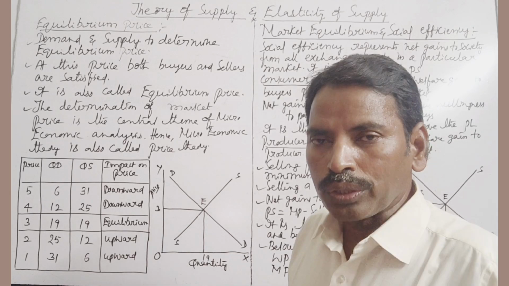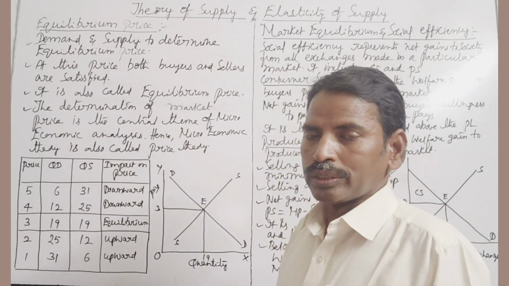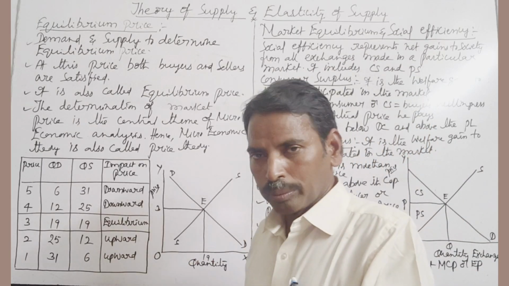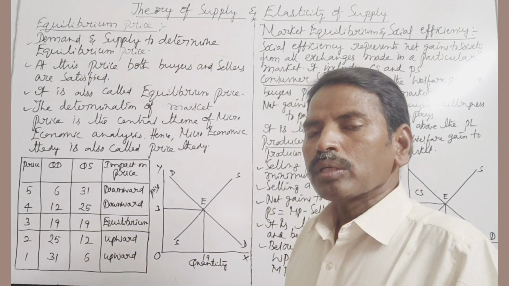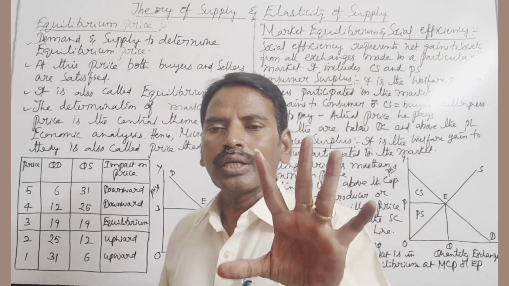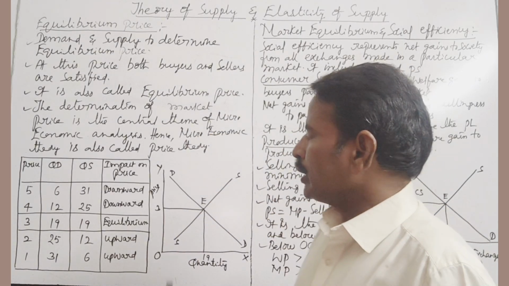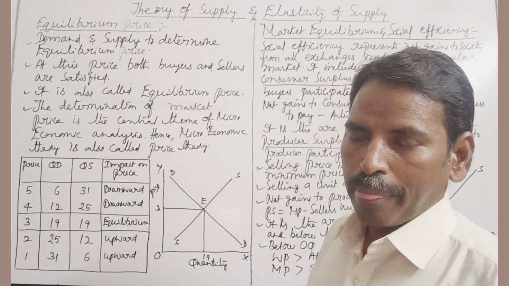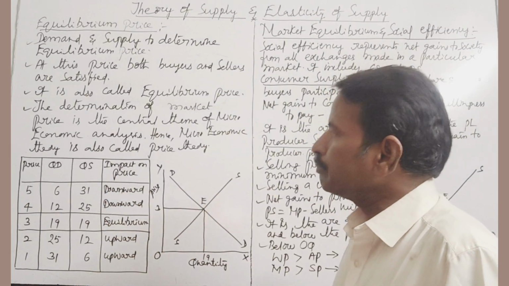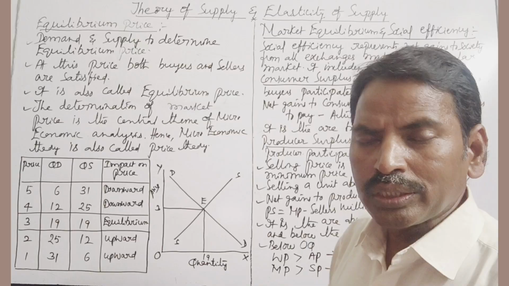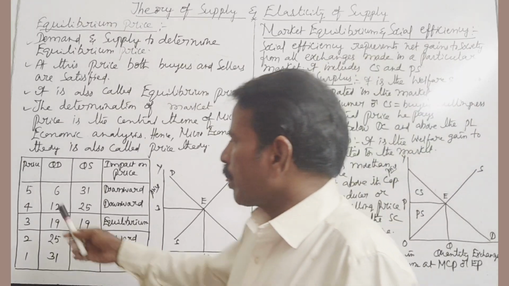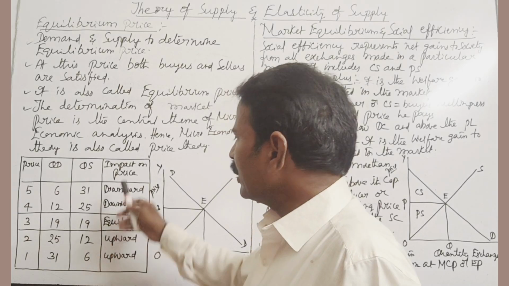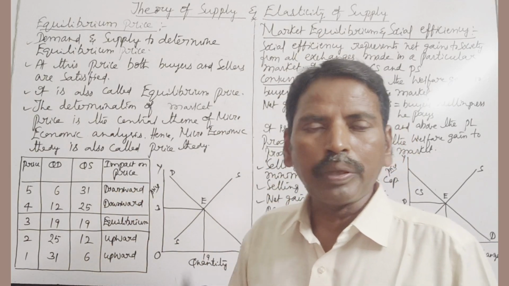Equilibrium price is also called market clearing price, which is determined by the interaction of demand and supply. At this price, both buyers and sellers are satisfied. Next, this can be explained with the help of a table and diagram. In the table we have price, quantity demanded, quantity supplied, and impact on price.